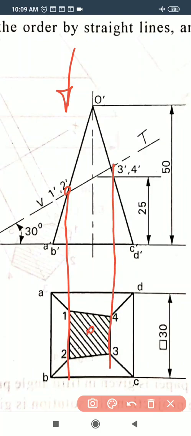And this is the apex point, that is point O, and these points are 1 and 2. Those points lie on the O to A line and O to B line. So these are the intersection points. Similarly this one is O to C and this line is O to D.